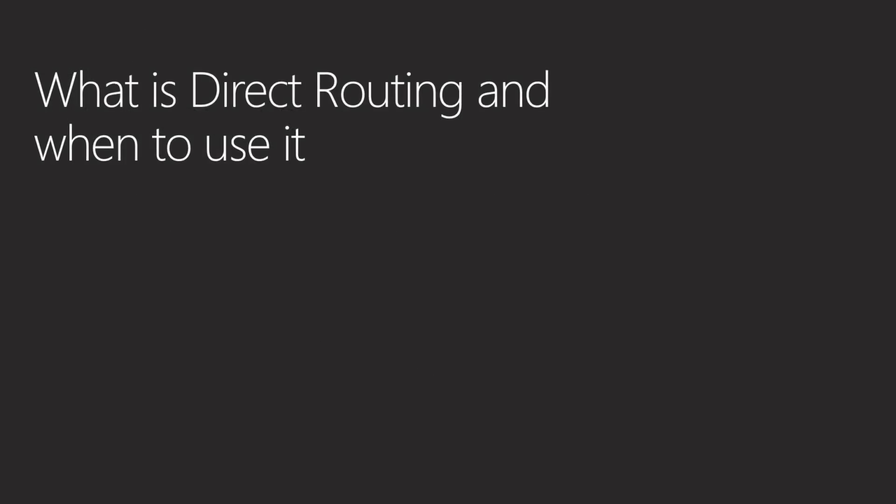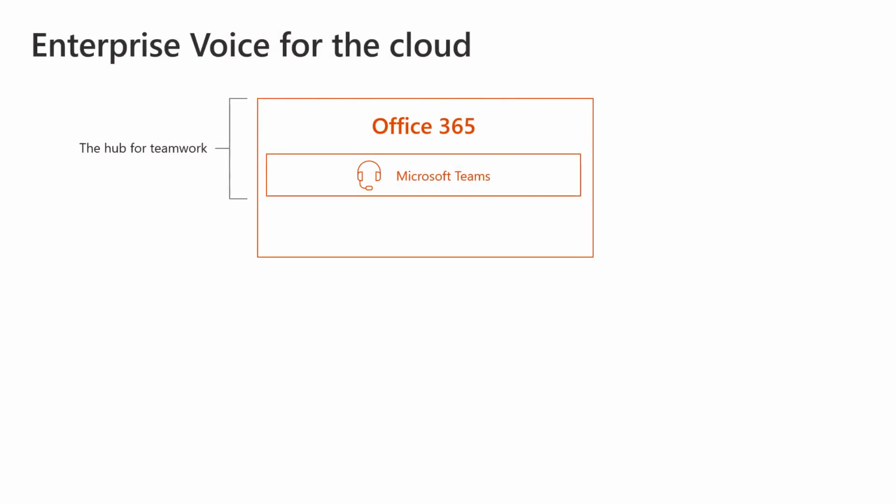So, direct routing, what is it and when should you use it? Let's just start very briefly with Enterprise Voice for the cloud. What you can see right now on the slide is Microsoft Teams and Office 365, our hub for teamwork. And we can add the phone system. It's an additional license or included in some of the licenses. We'll go into detail a little bit later, but phone system gives Microsoft Teams PBX capabilities.